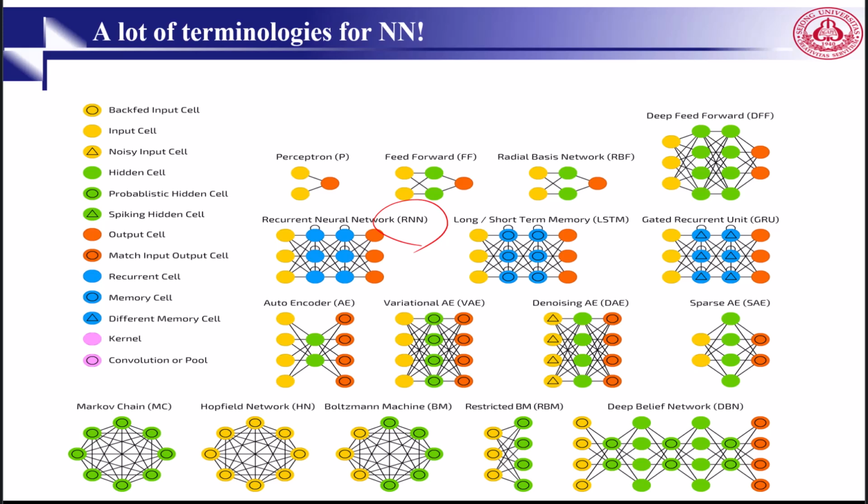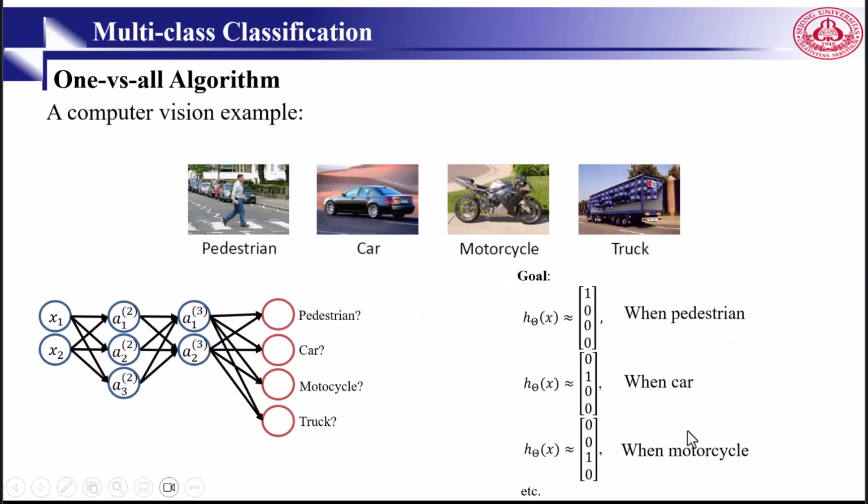So you can see here different models of artificial neural networks like perceptron, feed-forward, RBF, deep feed-forward, recurrent neural network, LSTM, GRU, autoencoder, variational autoencoder, denoising autoencoder, sparse autoencoder, Markov chain, Hopfield network, Boltzmann machine, restricted Boltzmann machine, deep belief networks, and many others that you can see here.